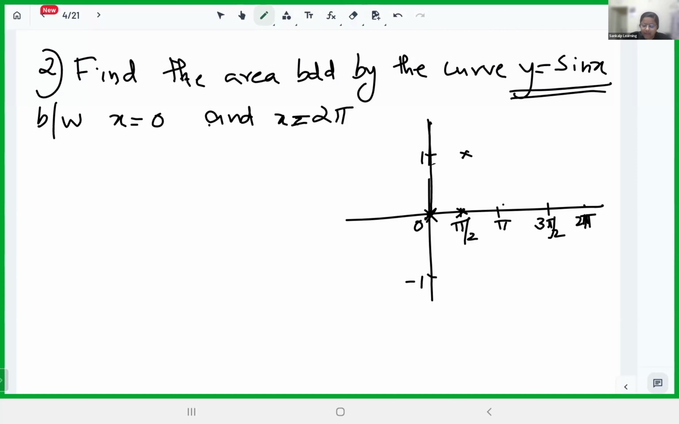Then what about sin pi? Sin pi is 0. And what about sin 3 pi by 2? Sin 3 pi by 2 will be minus 1. What is sin 2 pi? Sin 2 pi is 0. So if you draw the graph, it will be like this, isn't it? Then 0, then it reaches minus 1. Then at 2 pi, it reaches 0. All right, so this is the graph of y equal to sin x within the interval 0 and 2 pi.